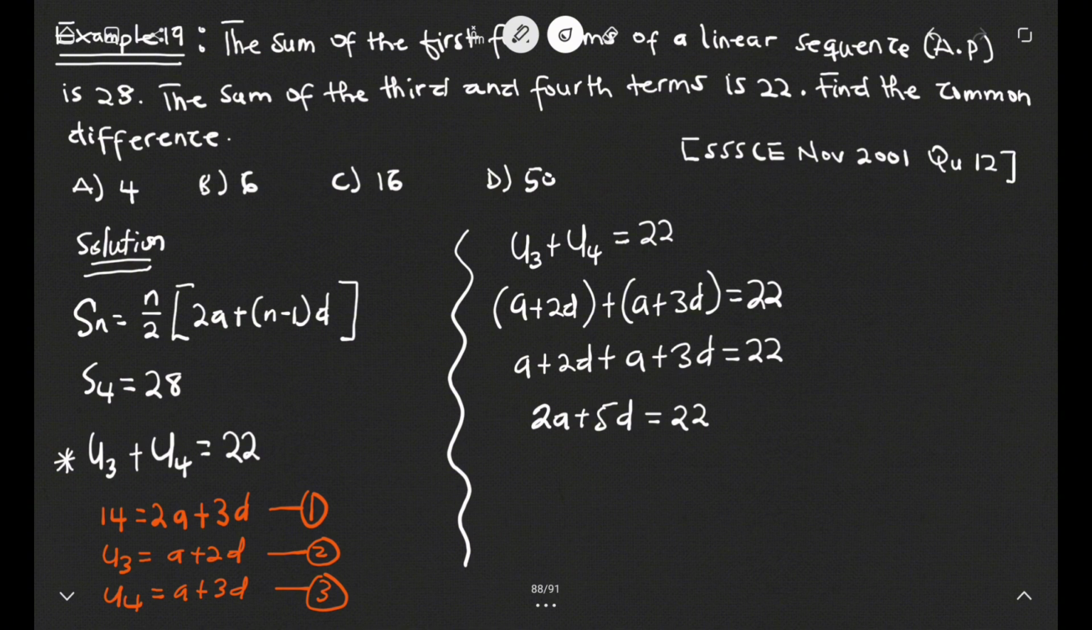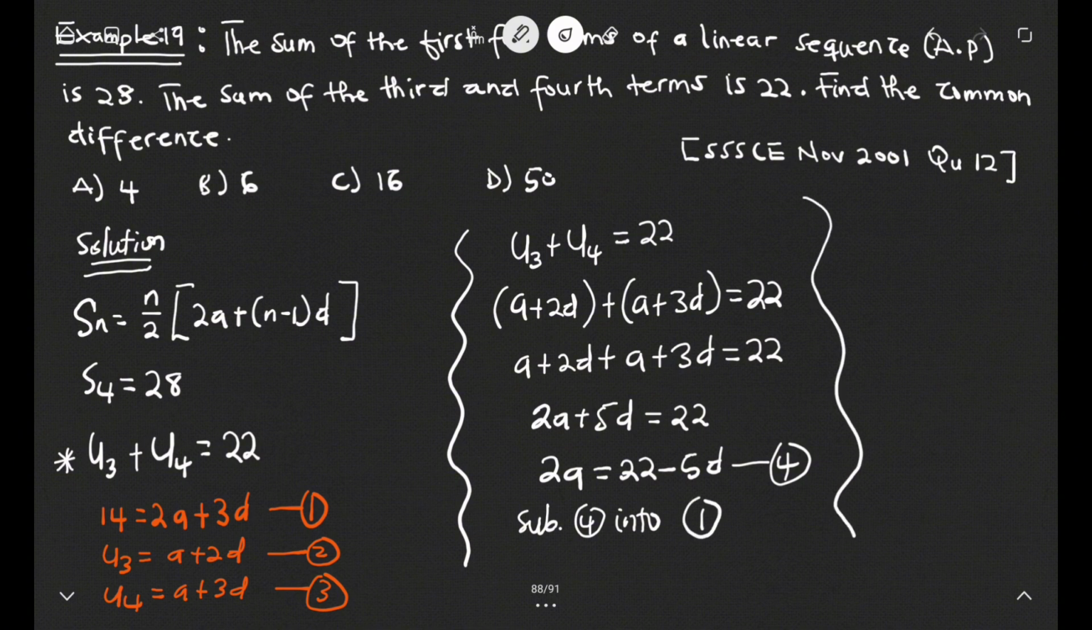Okay, so if I look at this and I look at equation 1, I can see 2a here, 2a here. So I decide to make 2a the subject over here. So I have 2a here is equal to 22 minus 5d. So I send the 5d to the other side. Then this becomes my equation 4. All right, so now that I have equation 4, I will substitute equation 4 into equation 1.